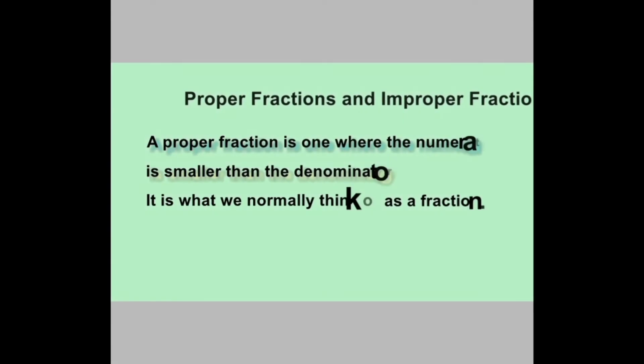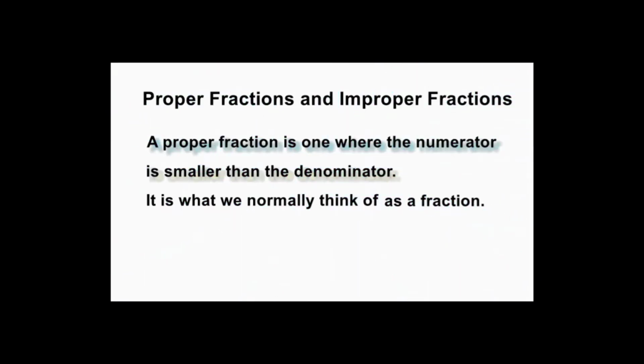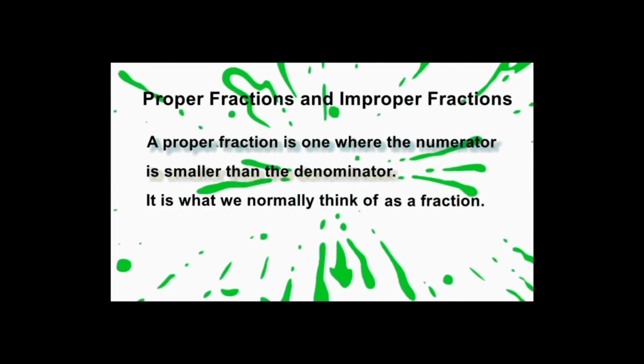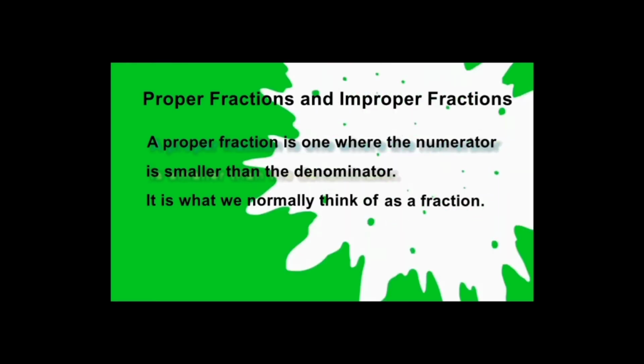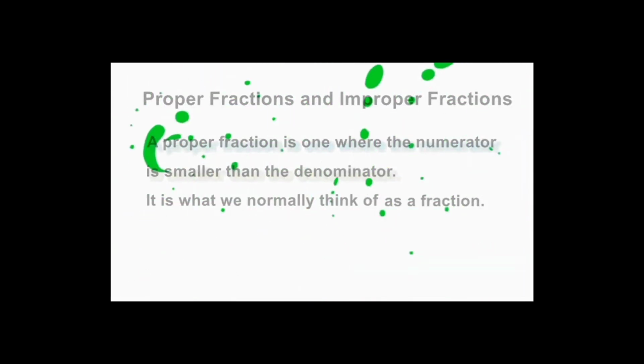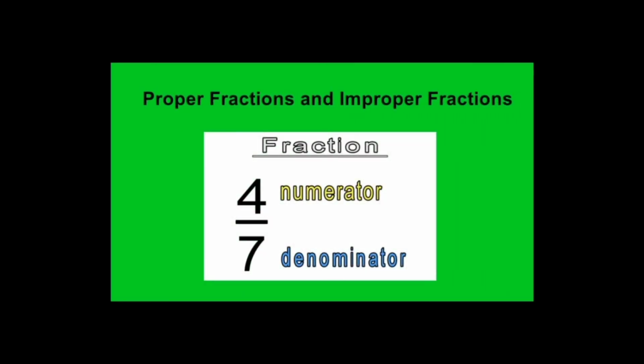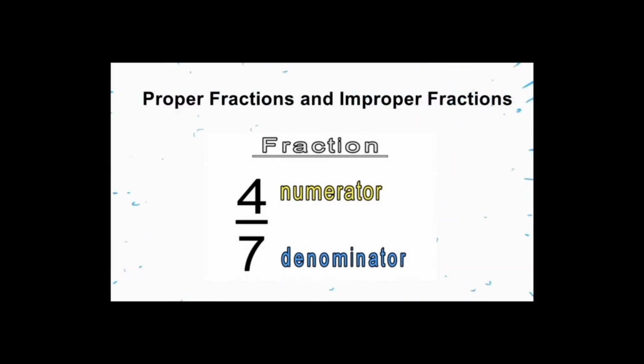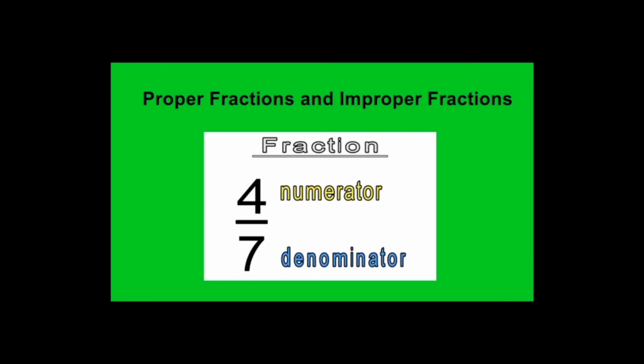Now about proper fractions and improper fractions. A proper fraction is one where the numerator is smaller than the denominator. It is what we normally think of as a fraction. Example: 4/7. 4 is the numerator and 7 is the denominator.